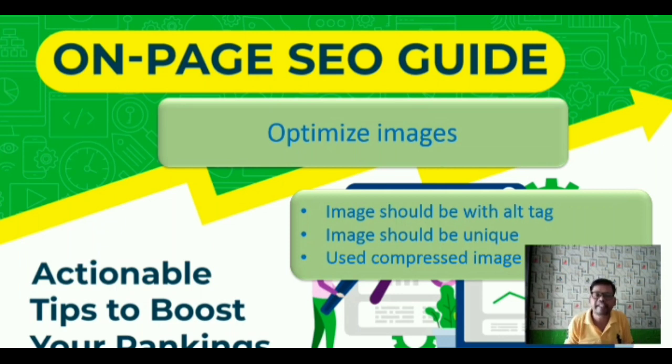Why would that image be indexed? That image is already in the Google database, so why would the same image be indexed? Make sure whenever you upload an image, it is unique. And the image should be compressed, meaning the image size should be better. If you upload a very big image, it will impact your website loading speed. I will cover that in the next video also, why it is very important to take care of image size. So let me show you what an alt tag is.